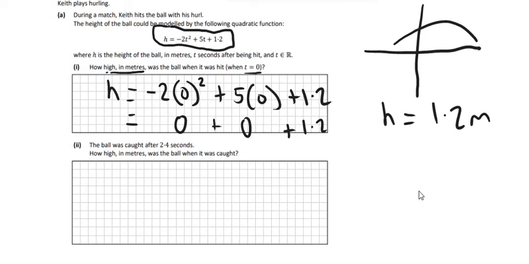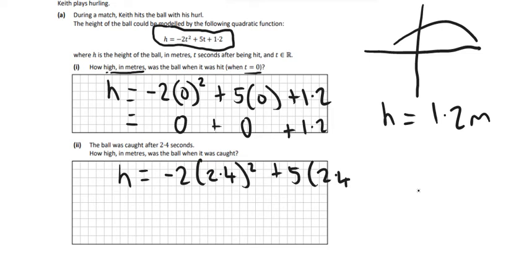Second part, the ball was caught after 2.4 seconds. So how high in meters was the ball when it was caught? So you're using this formula again. So the h is minus 2 times 2.4 squared plus 5 times 2.4 plus 1.2. So we're just subbing in 2.4 instead of t. Then you have to go to your calculator. You can put all that into your calculator and it'll give you your answer straight away. So I'm getting 1.68, and that'll be in meters as well. So 1.68 meters.